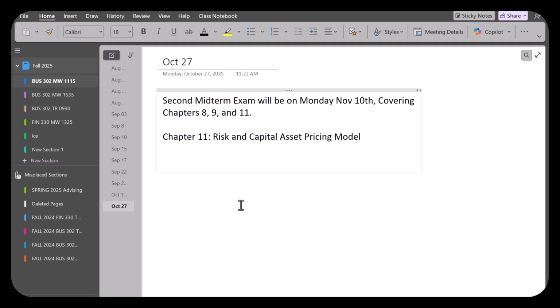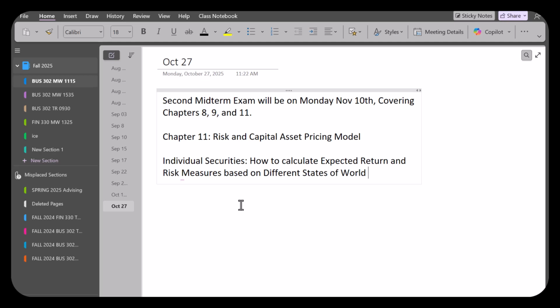Now, the first thing we're going to talk about is individual securities. How to calculate expected return and risk measures based on different states of the world and the probabilities of such states.